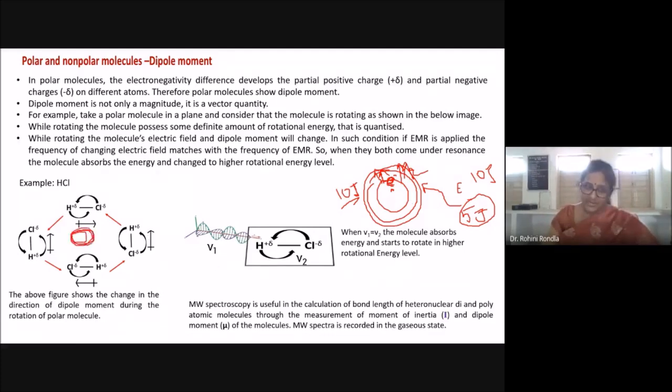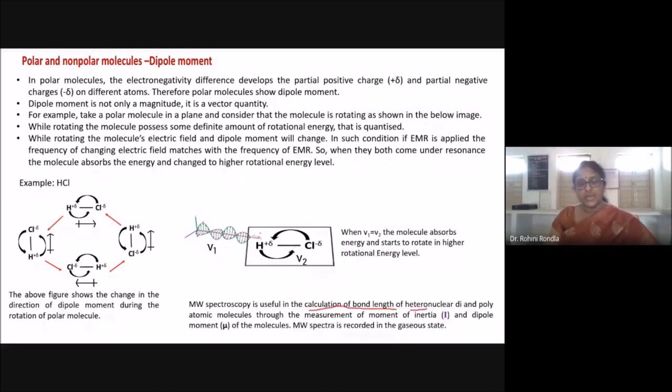So when the frequency of the changing electric field matches with the frequency of the electromagnetic radiation, only then does this hydrogen chloride molecule absorb that energy and get promoted into a higher rotational energy level. Okay, so rotational energy is quantized. That is why we can say that the rotational energy of any molecule is quantized. It has a certain capacity and keeps rotating there. If it needs to double, it takes energy only when that much energy is given, to go to the second level. Okay, so rotational energy is quantized.